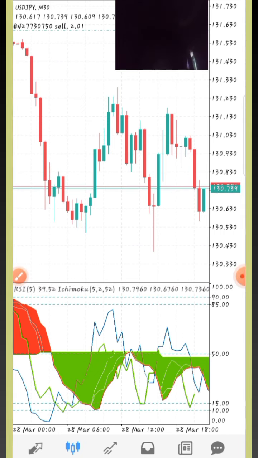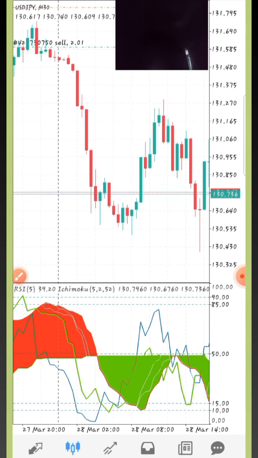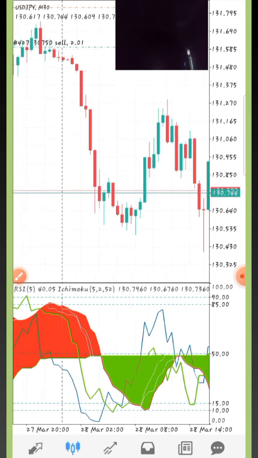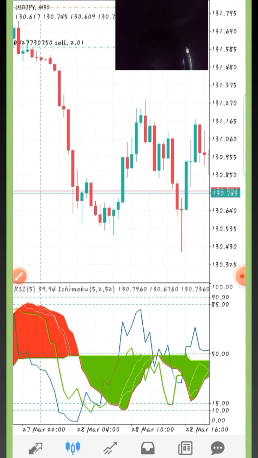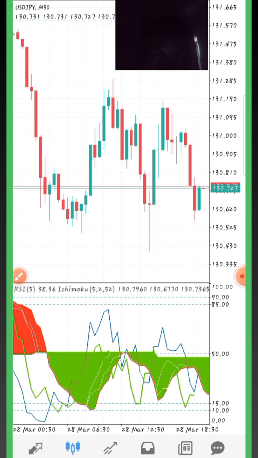Right here I have this formation, and you can see that the indicator has hit the oversold level. So this is another strong signal that encourages me to close my trade, because I have seen it hitting the oversold level many times.